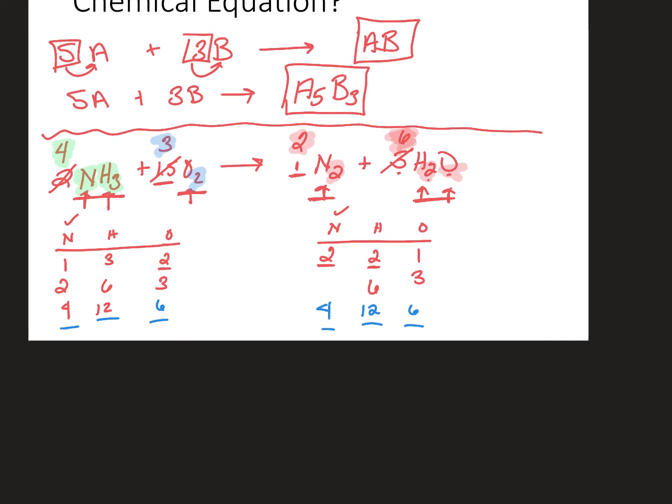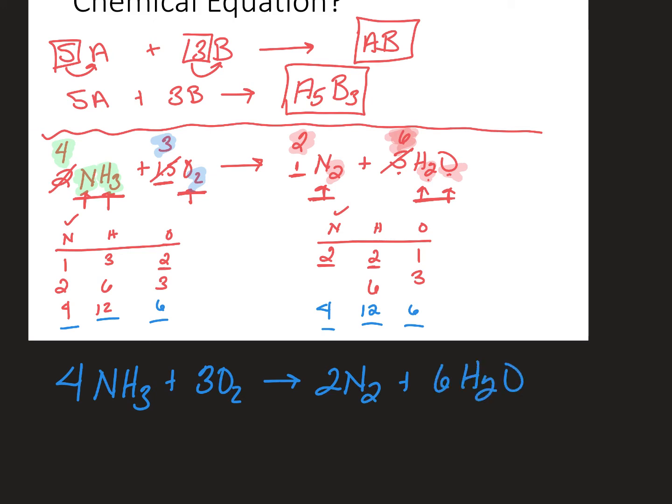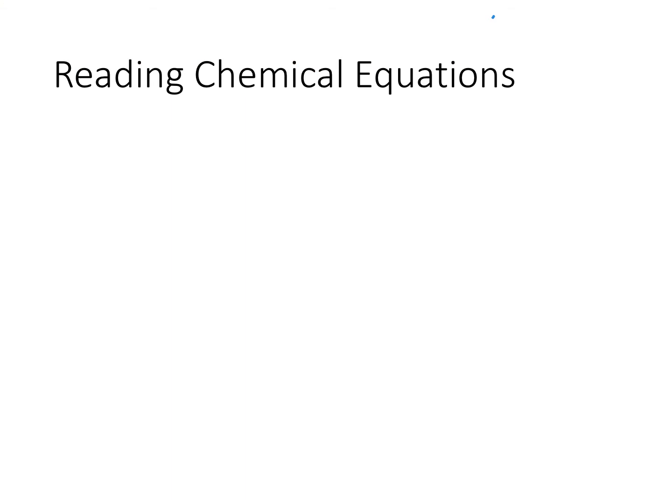So let me rewrite it so you can see the final clean answer. So this says I have 4 molecules of NH3 reacting with 3 molecules of O2 to produce 2 molecules of N2 and 6 molecules of H2O. So what I just did on that previous slide was reading a chemical equation. So let's look at another example.